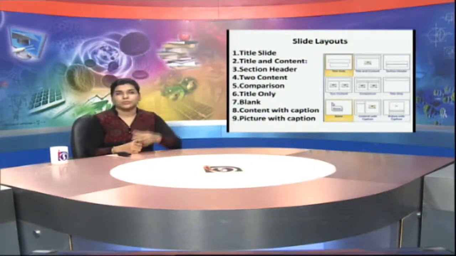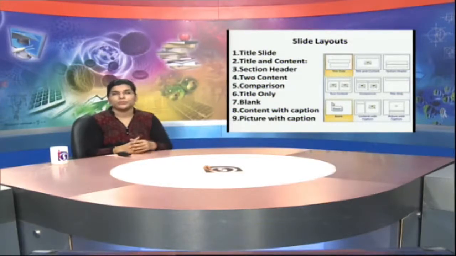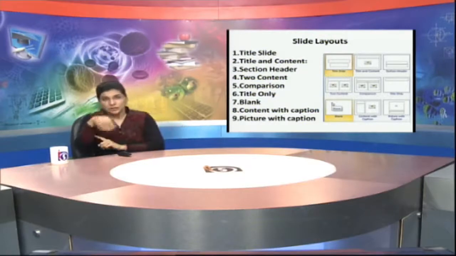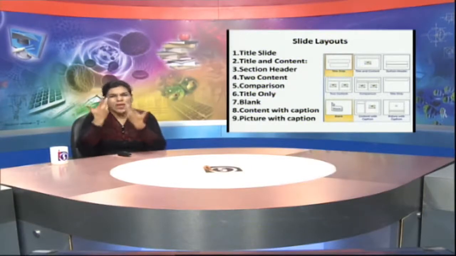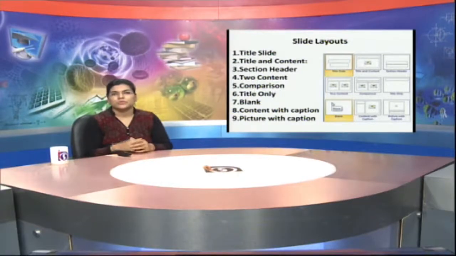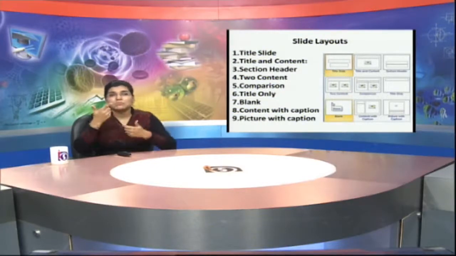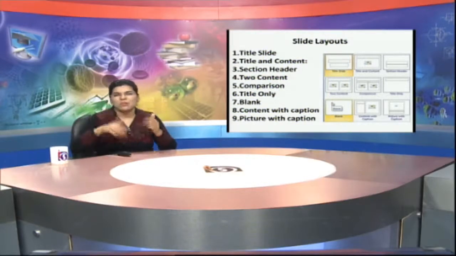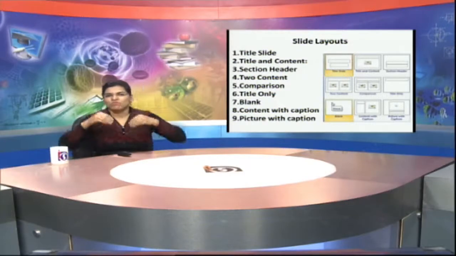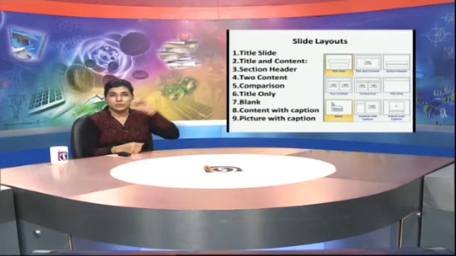Third is section header, where you can only write the content. Fourth is two content. You can add 2 pictures, 2 graphs all together to show the comparison or the differentiation. And the fifth is comparison, where you can compare the old data to the latest data. Maybe you can compare 2002 data to 2020 data. Or you can show the differentiation of price or anything you find suitable.